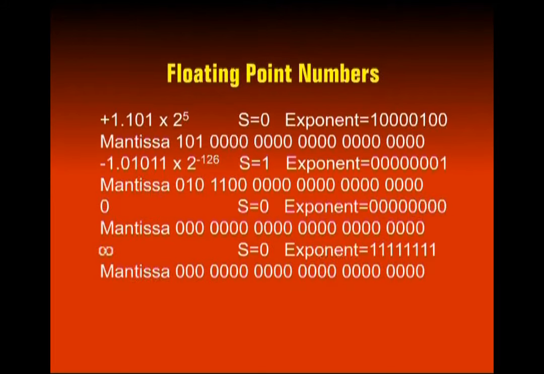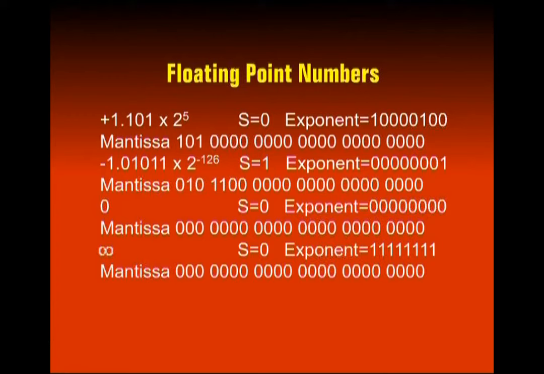Let us consider a few examples of floating point numbers. Consider the first example, positive 1.101 into 2 power 5. What is the sign bit? It is positive, the number is positive. What is the 8-bit exponent field? Well, the exponent is 5. Since we are using biased 127 number system, the exponent value is 5 plus 127, 132, represented in binary, of course.